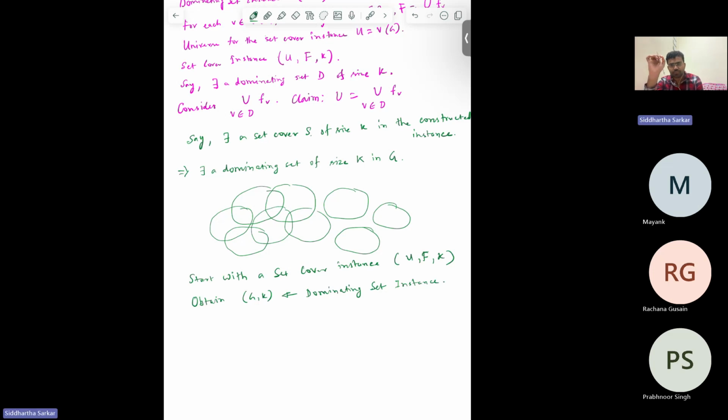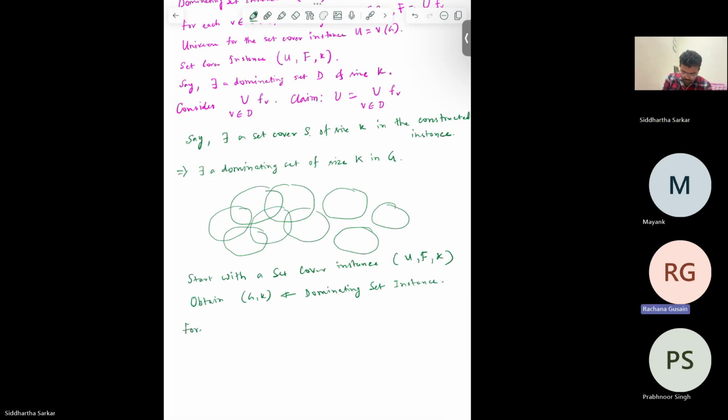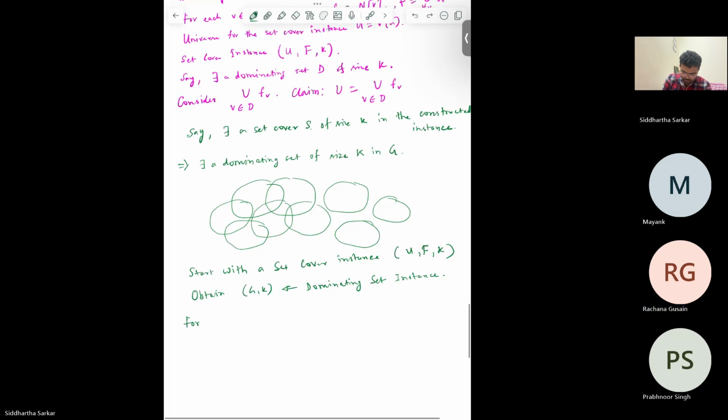So construct a graph G with a vertex corresponding to each set S in the family. So for each set in the family, construct a vertex. So you have as many vertices in the graph G as there are sets in the set cover instance. So let us say that these are the vertices. So these vertices correspond to the sets.